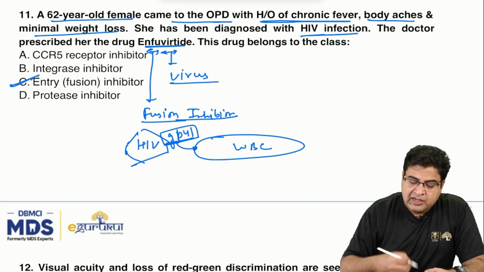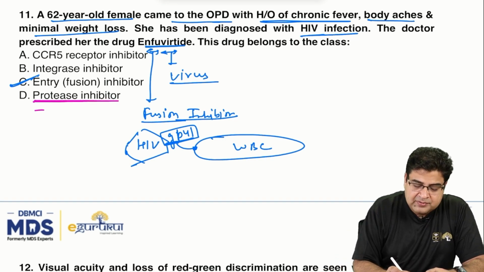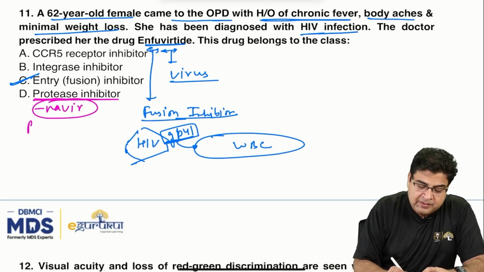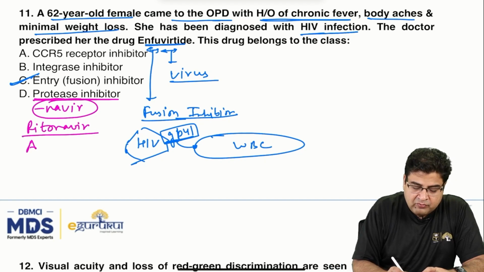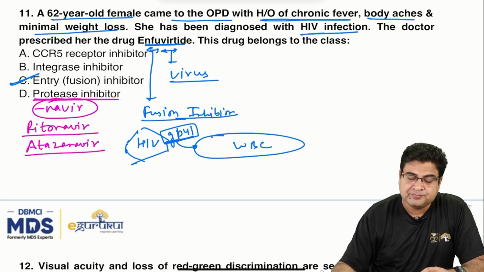Now we have other medicines that we use for HIV. For example, we have the protease inhibitors. Any medicine that ends with the word navir, one example is ritonavir. One more example is atazanavir. So all medicines that end with the word navir are protease inhibitors.